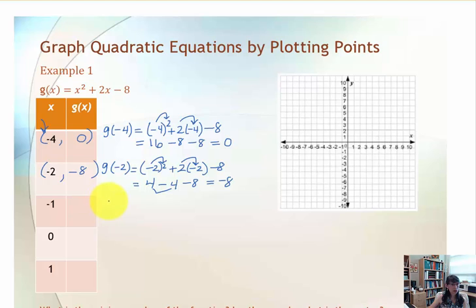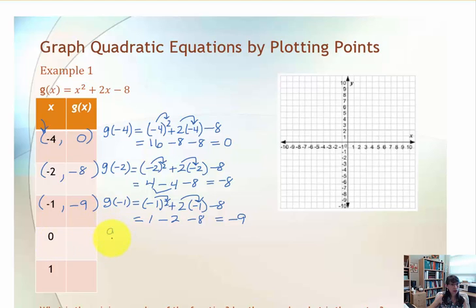We're now substituting -1 for x. G of -1 is equal to the quantity of -1 squared plus 2 times -1 minus 8. So our function now is the quantity of -1 squared makes 1. 2 times -1 is -2, and subtract 8. 1 minus 2 is -1, take away 8, that makes -9. So our third ordered pair is -1, -9.